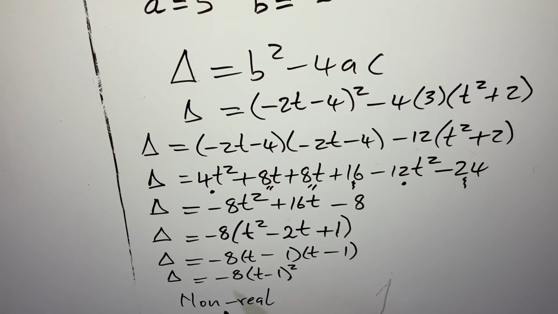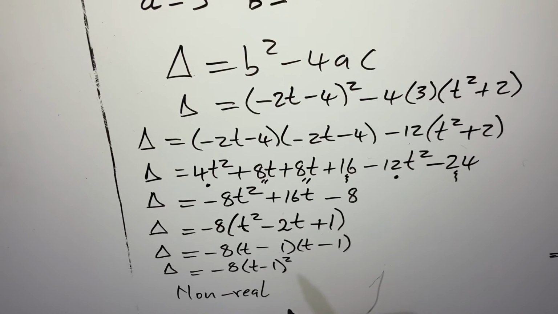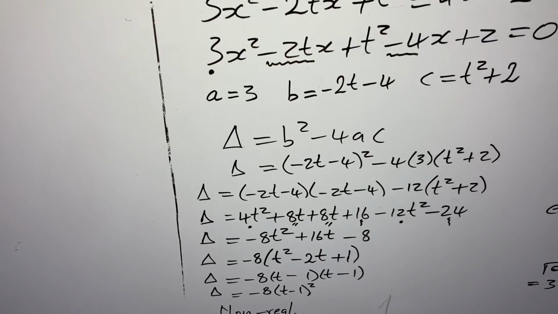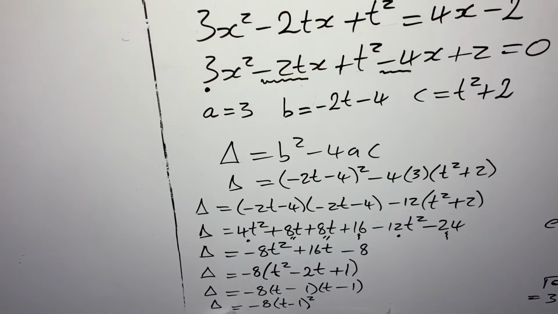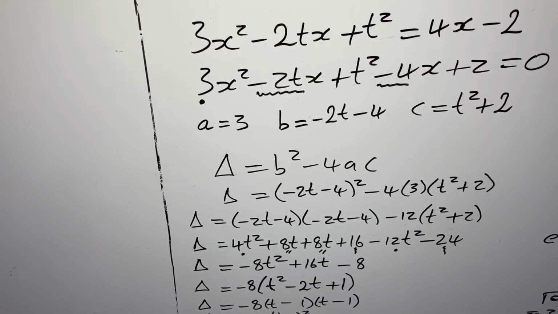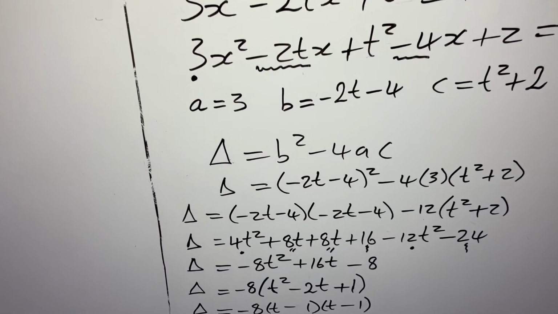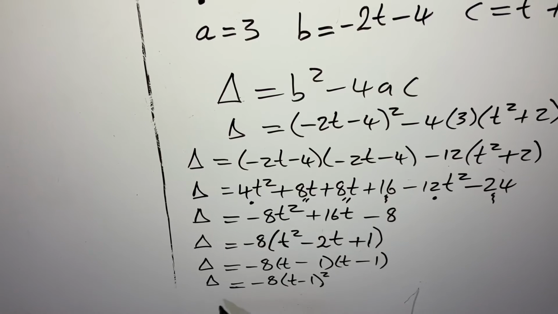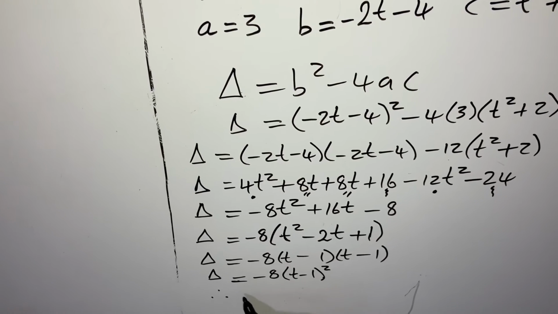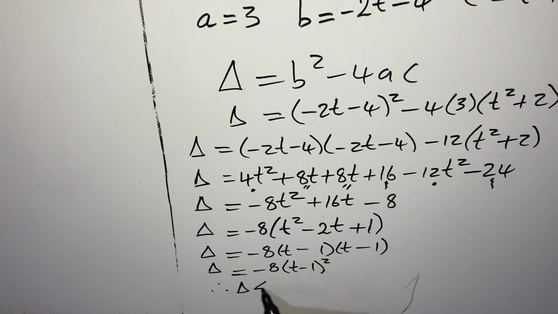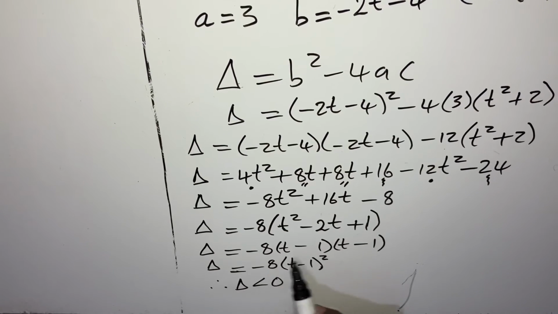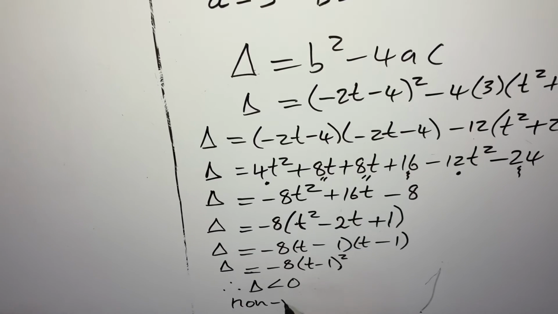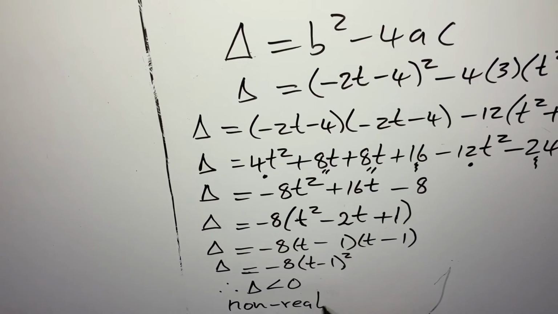Therefore, even if you went on to say, therefore, delta will be less than 0 because of this, then you go on to say roots are non-real, it's still acceptable.